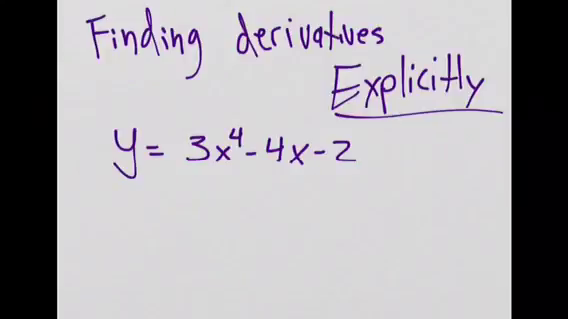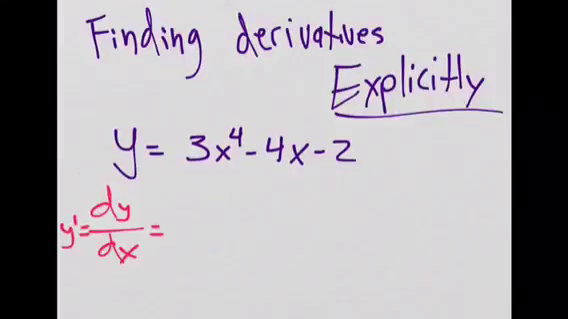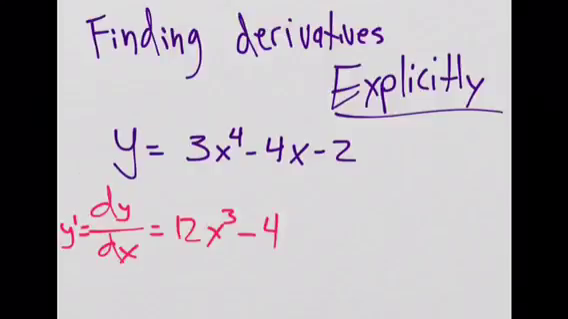So again, let's just hit it real quick. How do you find a derivative explicitly? Well, your y becomes dy/dx, the derivative of y with respect to x. It's the same as saying y prime. If I wanted to, I could say y prime equals this. But then the power rule says multiply the power by the coefficient. So 4 times 3 is 12. Subtract 1 from the power, so we get 3 minus 4x becomes 4, and your constant term goes away.